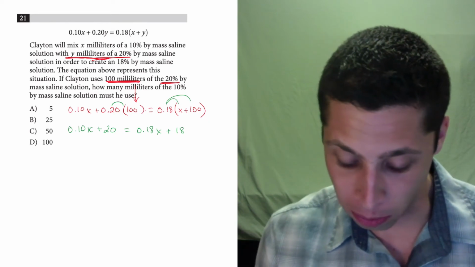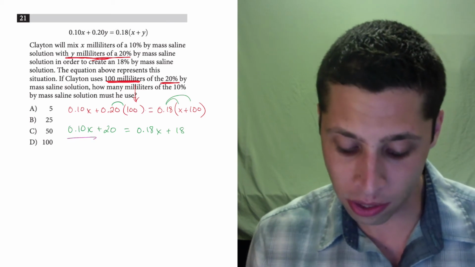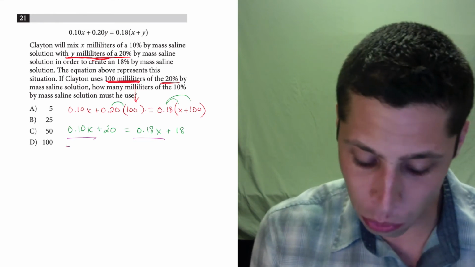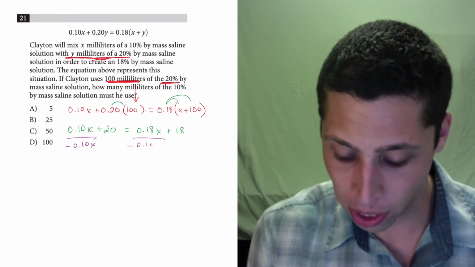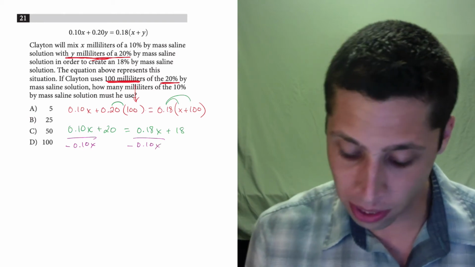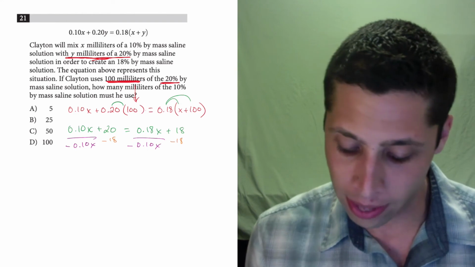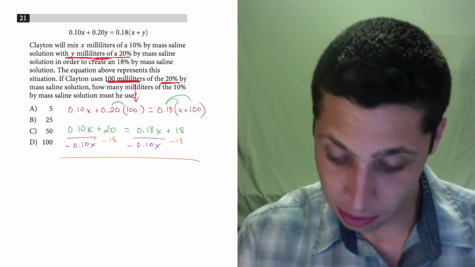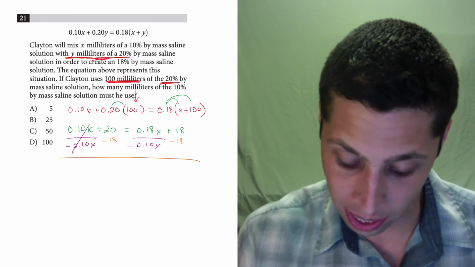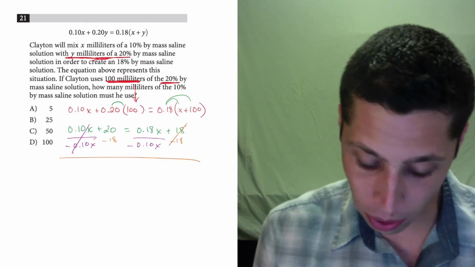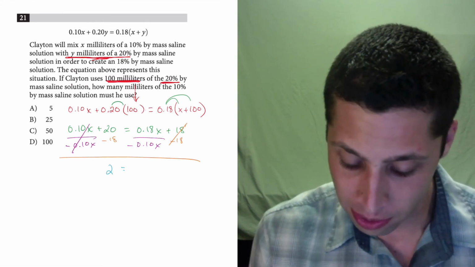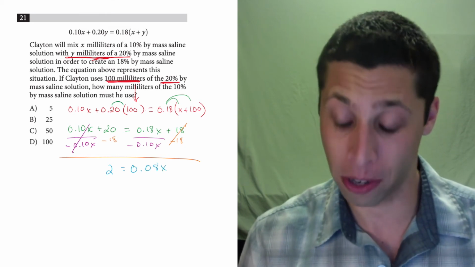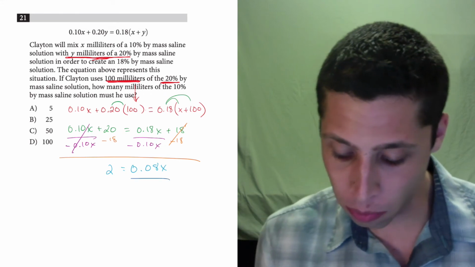Now our next step is pretty simple as well. We're just going to combine like terms. So we have the 0.10x and the 0.18x, so we can subtract. Let's move 0.10x by subtracting it from both sides. And then we're going to do the same thing with this 18, subtract it over, and that way we have a completed equation. Let's cross this out. So this is gone, and this is gone, and this is going to leave us with 20 minus 18 is equal to 0.08x, 0.18 minus 0.10.